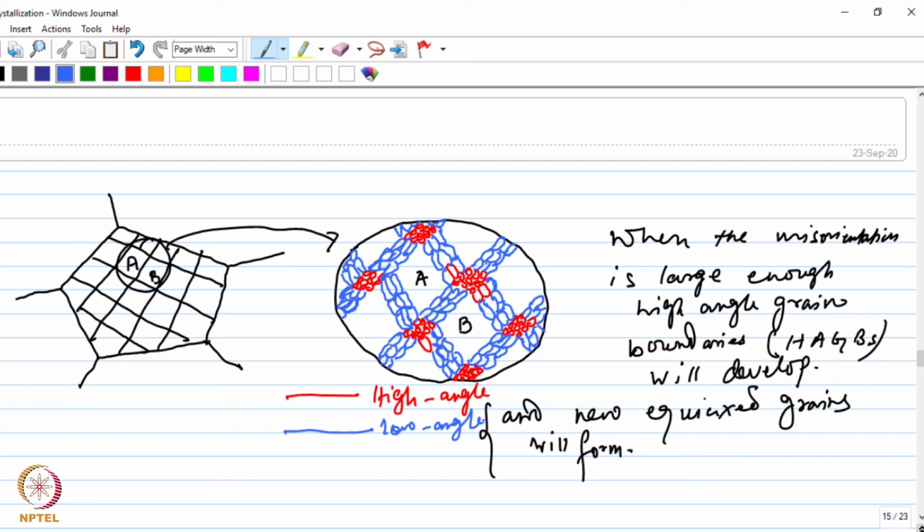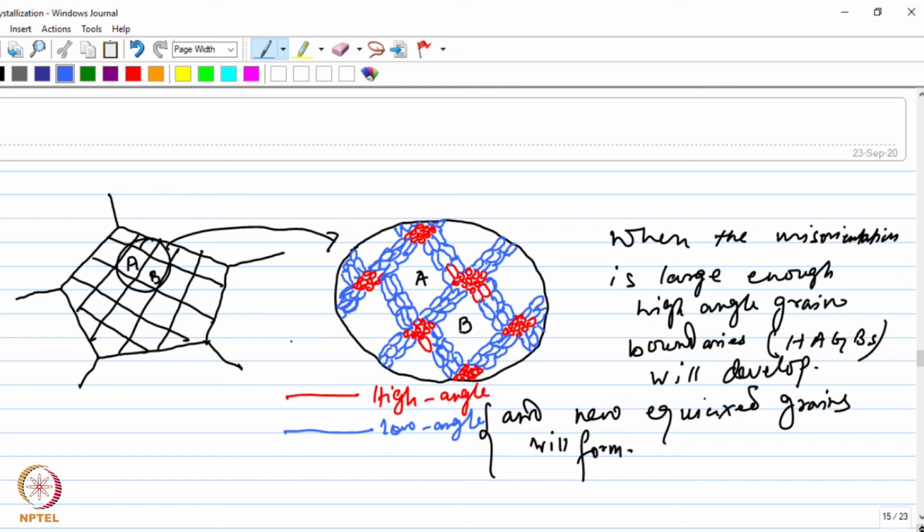And dynamic recovery again plays an important role here by assisting the dislocation rearrangements for forming such subgrain boundaries, and also helping into shaping the strain-induced grain boundaries into proper grain boundaries. Okay. So this is how the entire microstructure will be recrystallized through the formation and propagation of this kind of equiaxed grains with the help of these micro shear bands which form as a result of deformation.